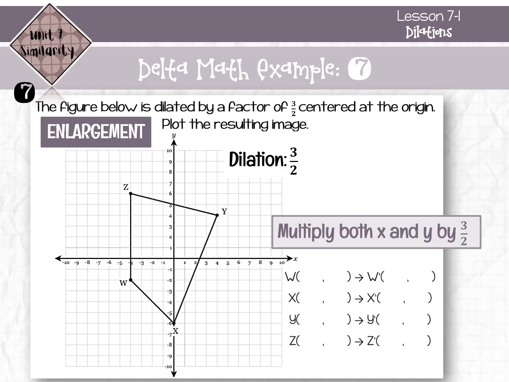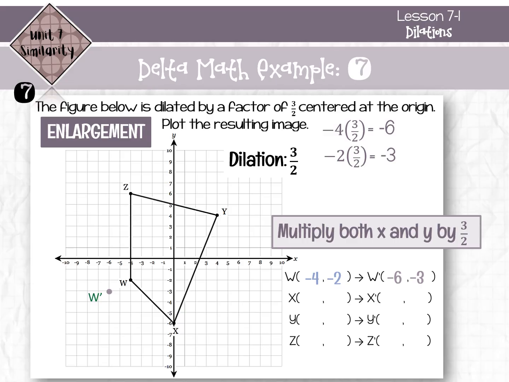There we go. Multiply both the x and the y by 3/2. So W is at the point -4, -2. Multiply by 3/2. You get -6, -3.